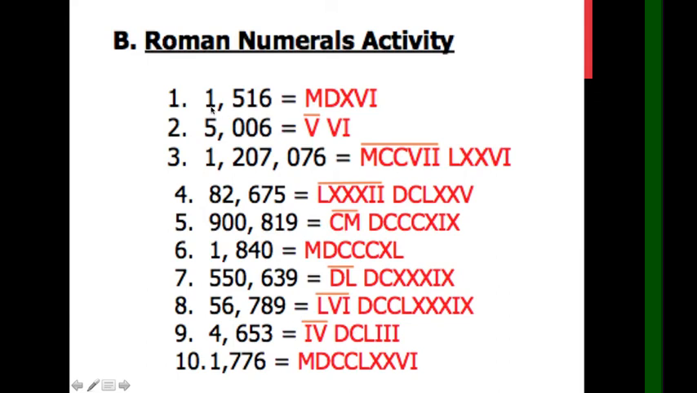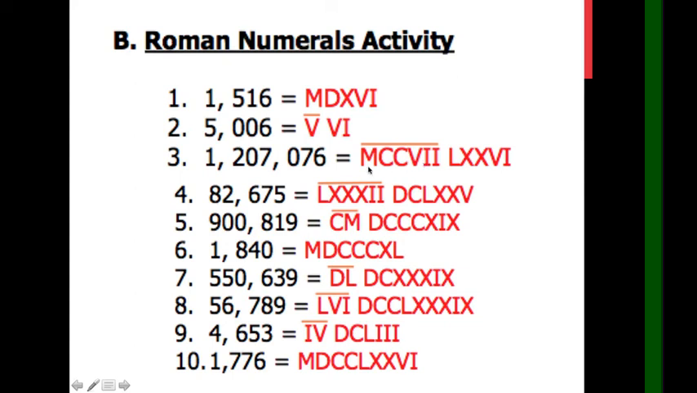So halimbawa, we just want to write 1516. So we will just write M D X VI, wherein M is 1500, D 10, 16, 10, and then 6 for the VI. Halimbawa, 5,006. So we have V bar, that is 5,000, and then 6. And another is 1,207,076. So we have M, dalawang C, tsaka 7.